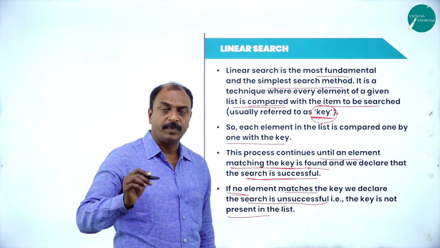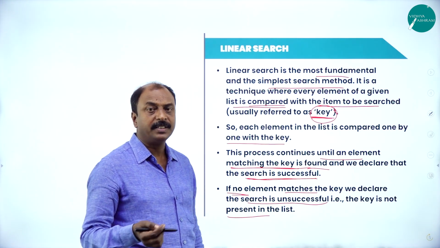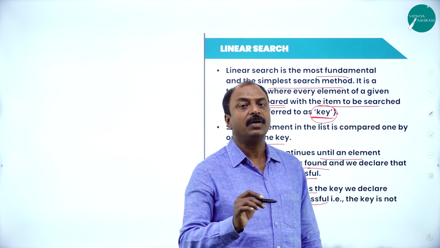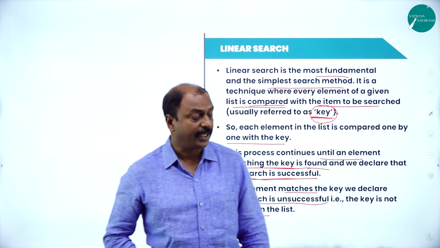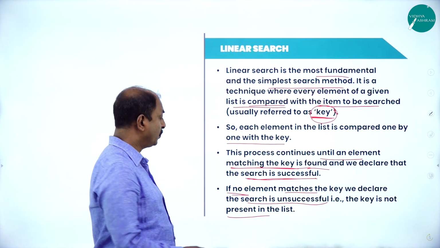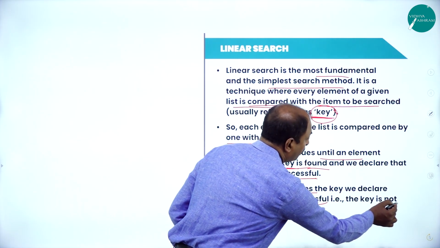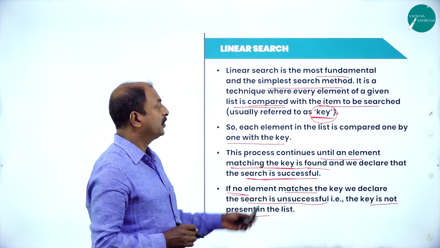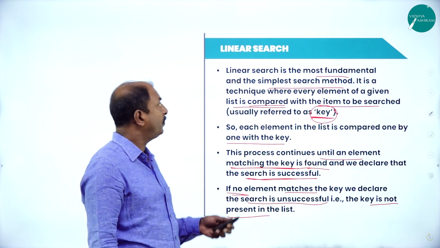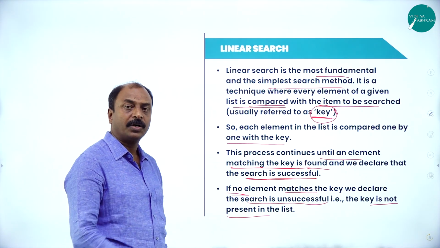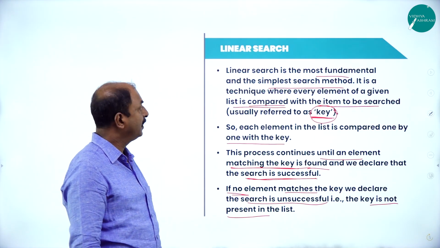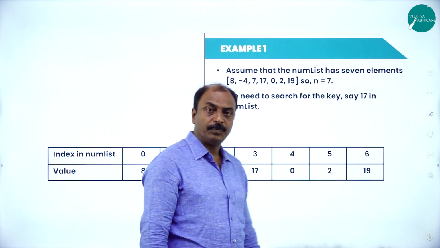If not, the key element we are searching for is not matching with any of the elements in the given list, then we have to declare that the element is not present in the given list. So this is the algorithm of linear search, or the definition of linear search. Now let us see it with an example.